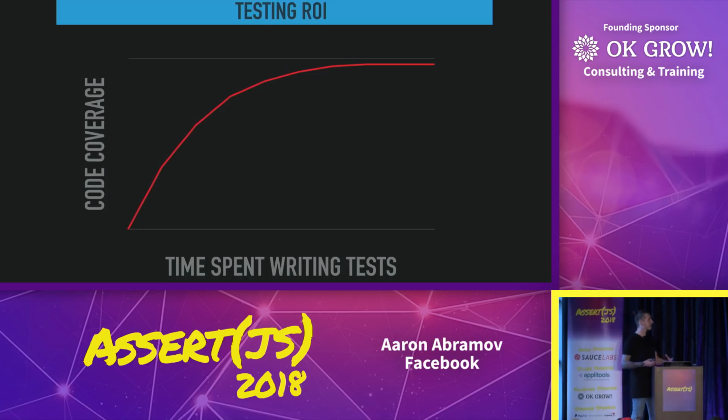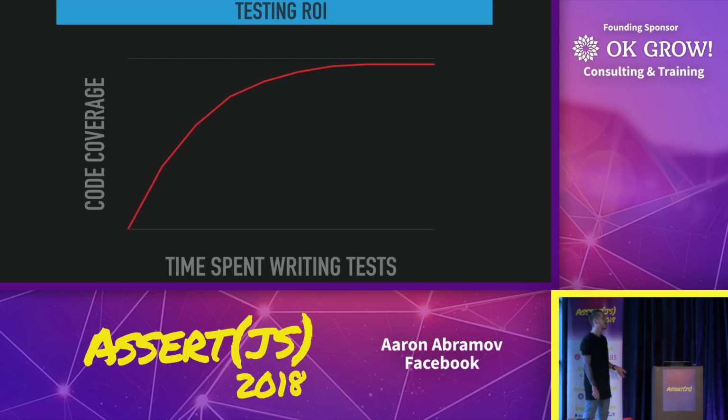I use this chart every time I start a new team or a new project. It shows that it's really easy to start writing tests. Every time you create just a single test for your code, you get like 30–40% coverage right away, just because you required a file and called one function. But as you start writing more and more tests, you get less and less coverage. And it's really hard to get this last 5 or 10% coverage on your code.